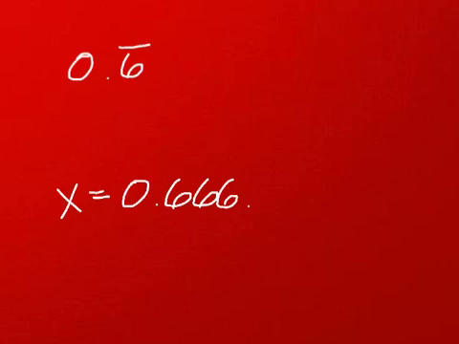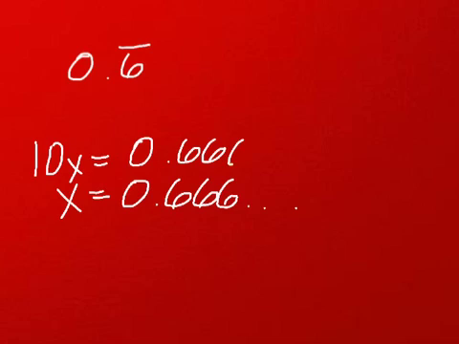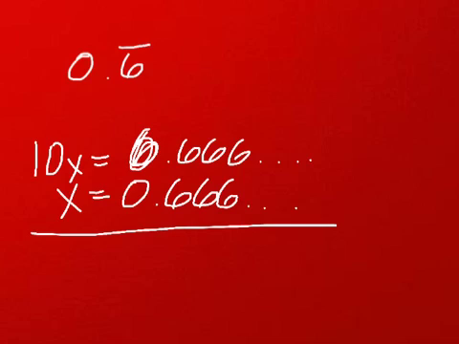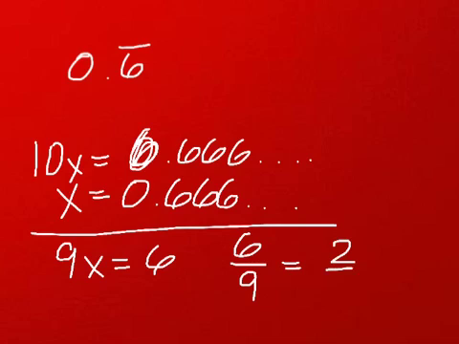Bonus problem. 0.6 repeating. For the bonus problem, it should be x equals 0.666 repeating, and then 10x equals 6.666 repeating. And when you subtract, you'll have 9x equals 6, which is indeed 6/9, but that reduces to 2/3.